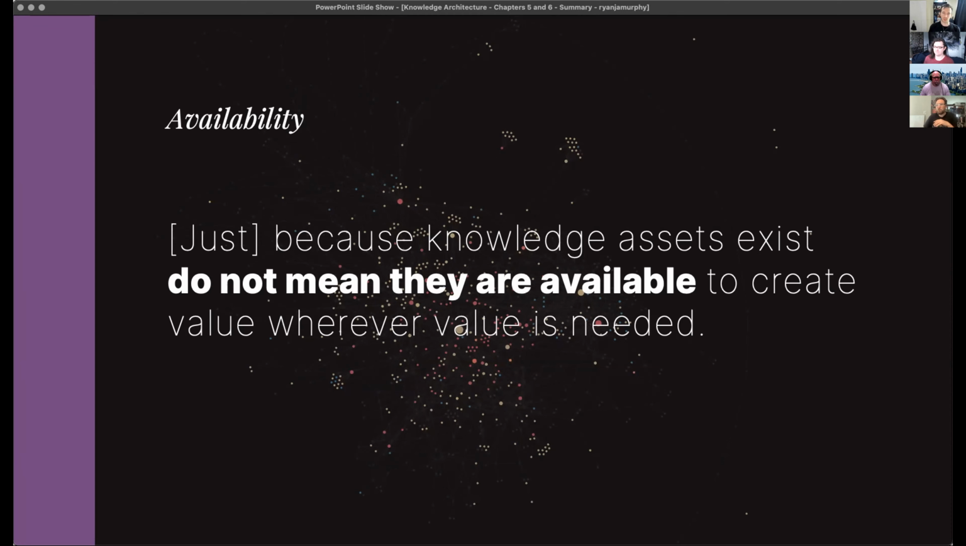And so the question is, what knowledge do you need and what knowledge doesn't exist in the knowledge management system that you or your organization is using? And that's the question that this availability layer aims to answer.